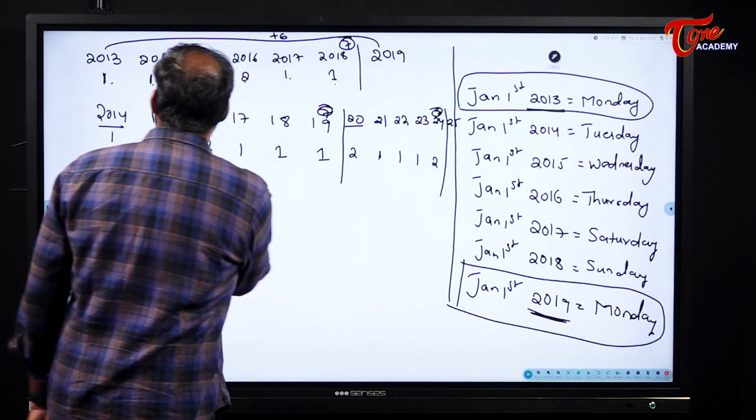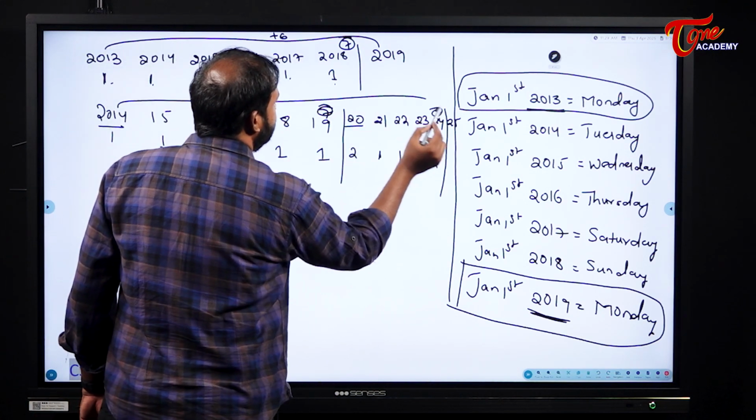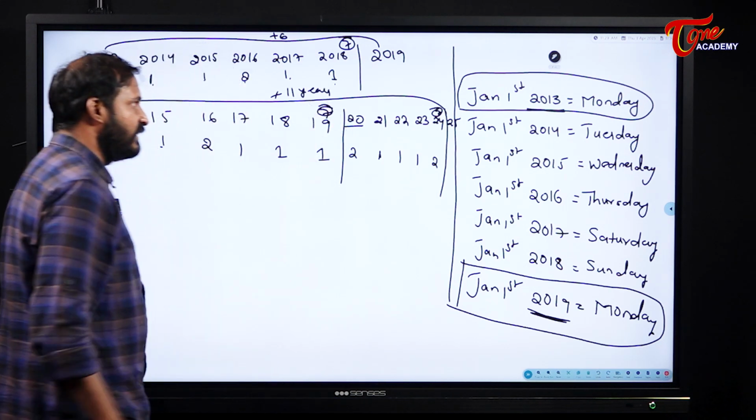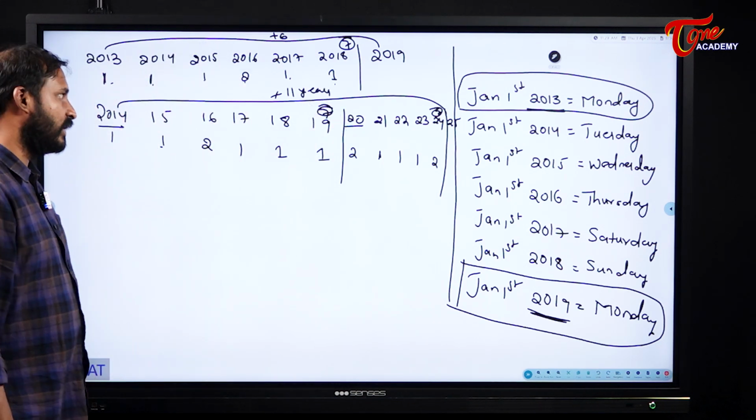So I can use the calendar of 2014 once again after how many years? After 11 years. Okay, good, super.